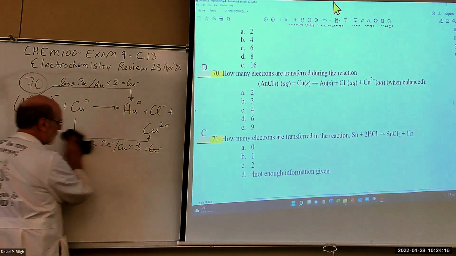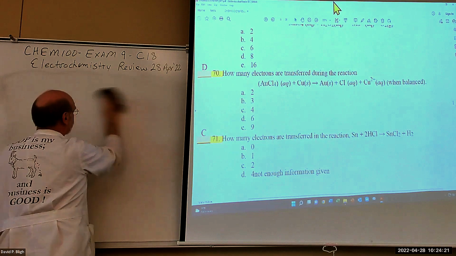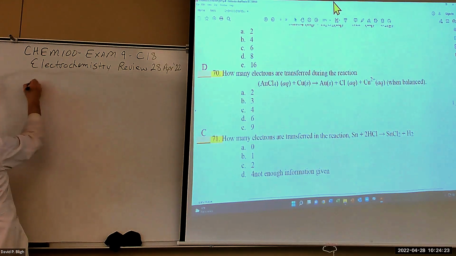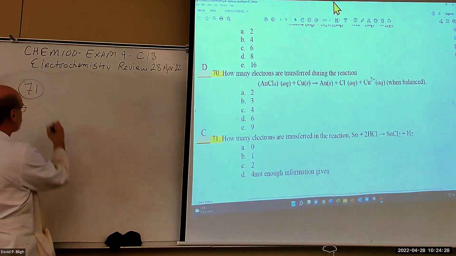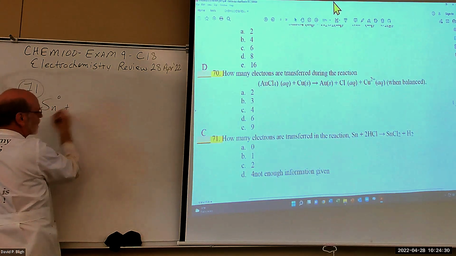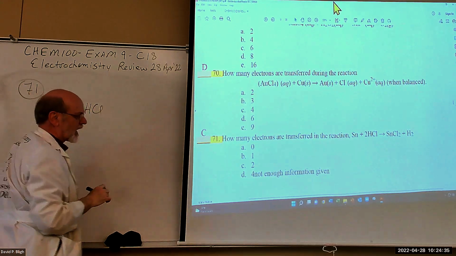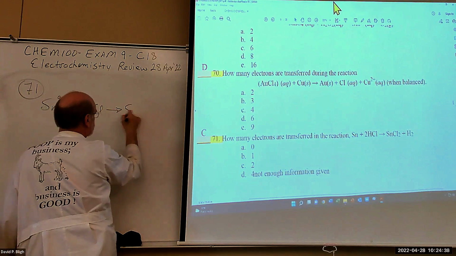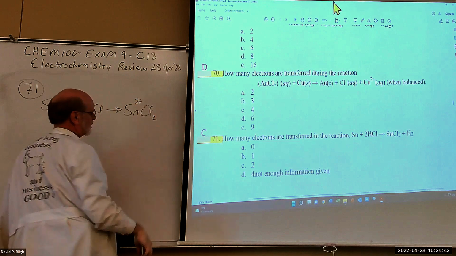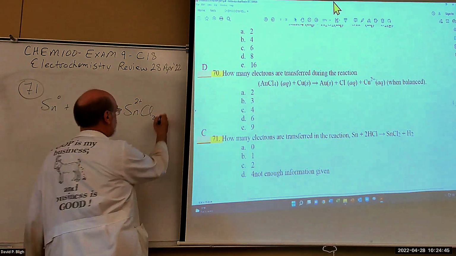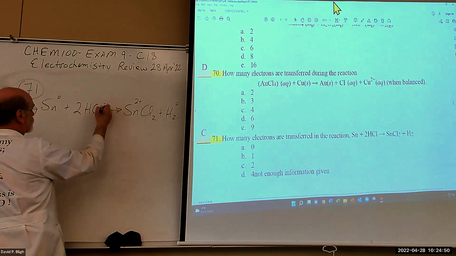Oh, we got another one coming up. How many electrons are transferred in the next one? 71. So we've got tin metal, hydrochloric acid, tin chloride 2 plus, and hydrogen gas, 0. Right, this is -1, this is +1.